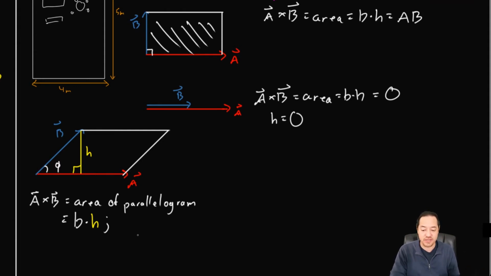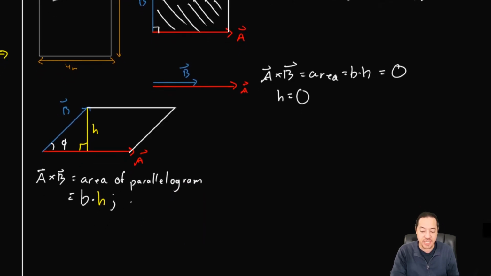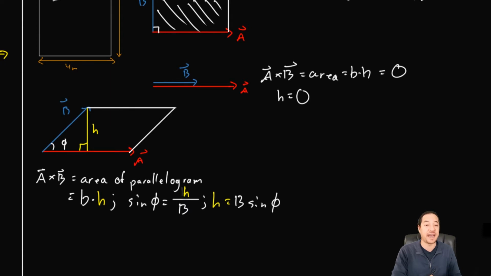So we're going to be using trigonometry, and we're going to use sine because H is the opposite side, right? Where sine of phi is equal to the opposite over the hypotenuse. And so from this, we can see that H is going to be equal to B sine of phi.